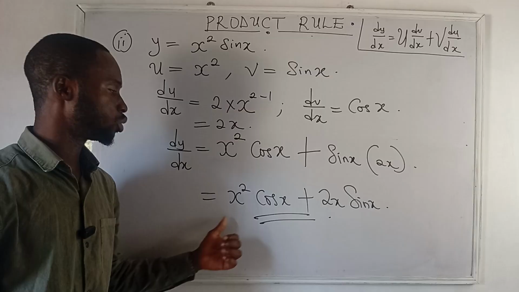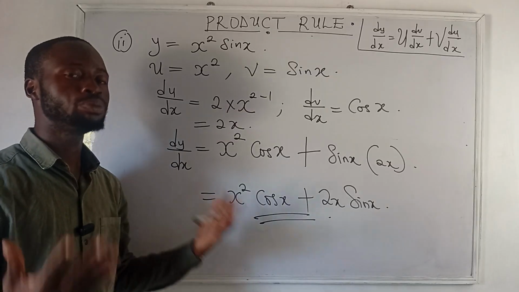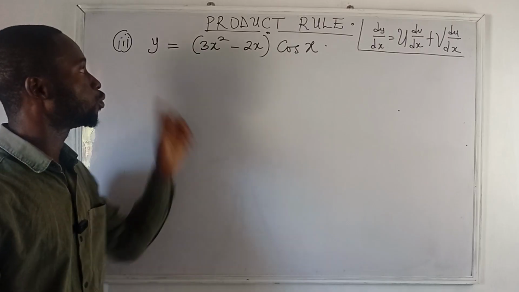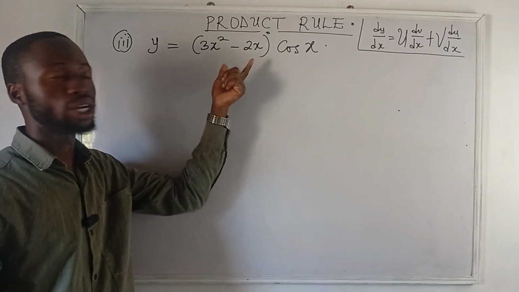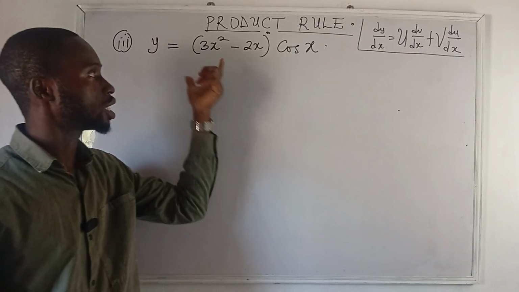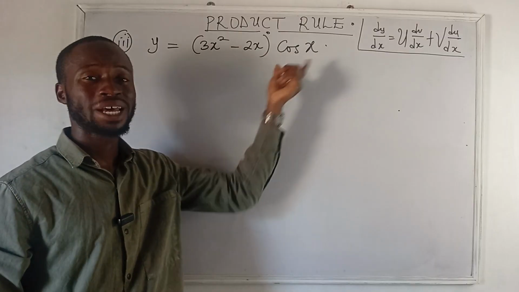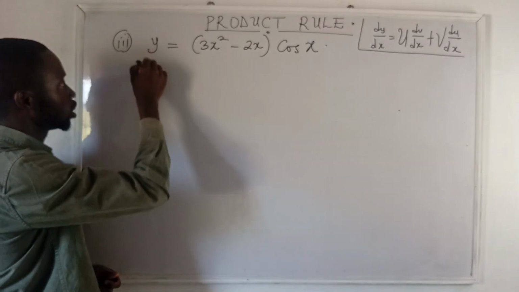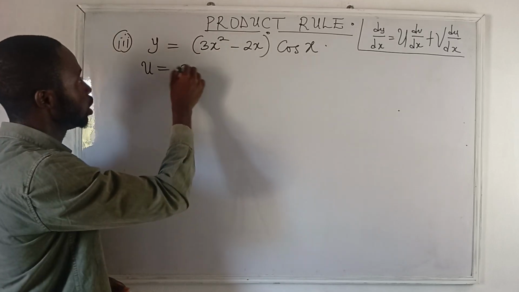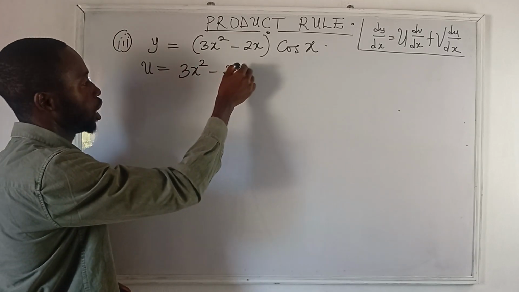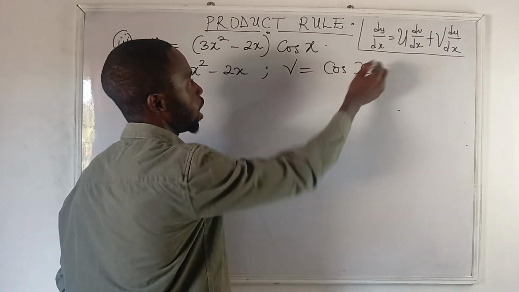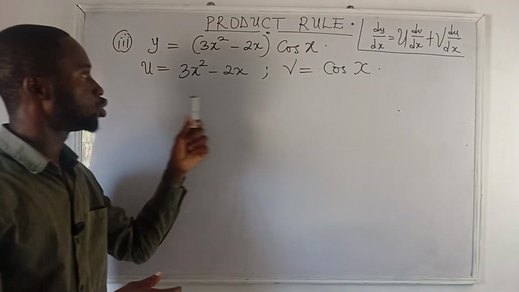I could as well factorize the value of x outside. It all depends on our options. This is the third question. We have y equals 3x squared minus 2x in brackets, times cos x. That's a polynomial function multiplying a trigonometric function. How do we do this? Still the same process. You write out your u. Your u is 3x squared minus 2x. Then our v will give us what? Cos x. So we need to differentiate u and v.